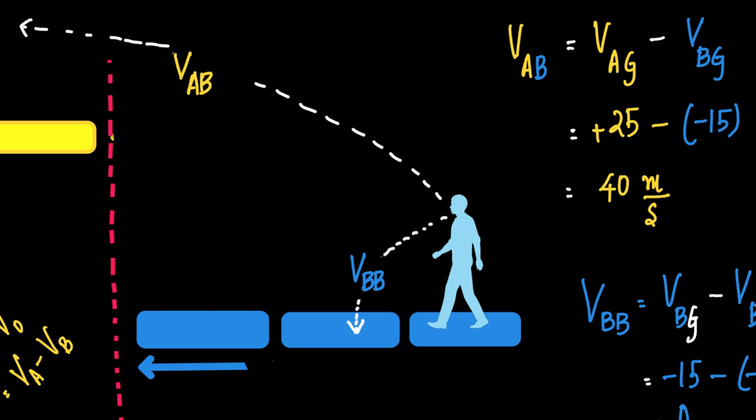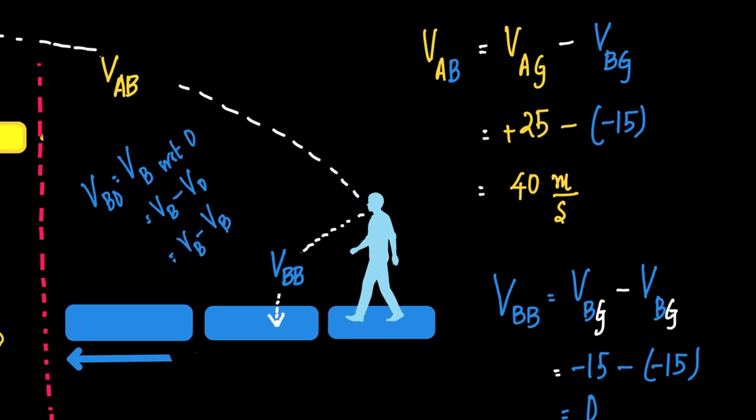Now, what is velocity of B with respect to the observer? Let me just write it down there as well. Velocity of B with respect to the observer is the relative velocity of B with respect to the observer. And since it is relative velocity, it is VB minus VO. Where is the observer standing? The observer is standing on train B. So that becomes VB minus VB. Therefore, velocity of B with respect to B becomes velocity of B with respect to ground minus velocity of B with respect to ground, which is minus 15 minus minus 15, which gives us 0.